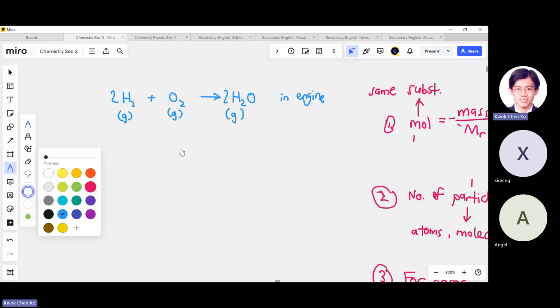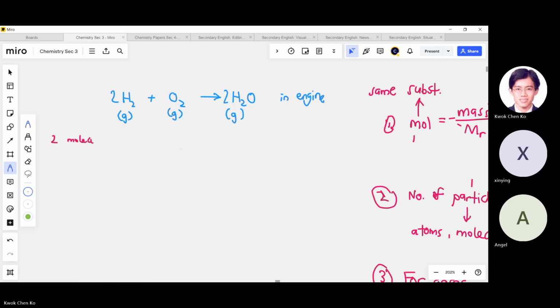The amazing thing about mole is this. There are two ways to interpret this. I can interpret it as two molecules of H2 react with one molecule of O2 to give me how many molecules of water? 2. That's one way to interpret it.